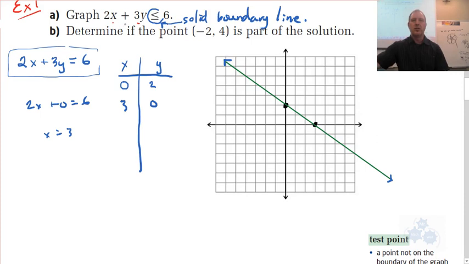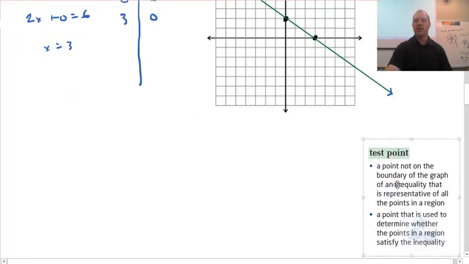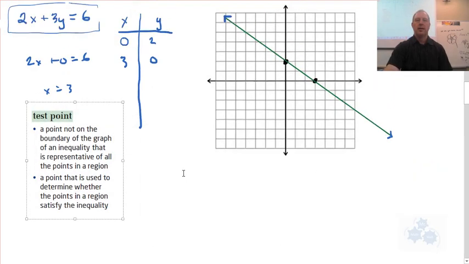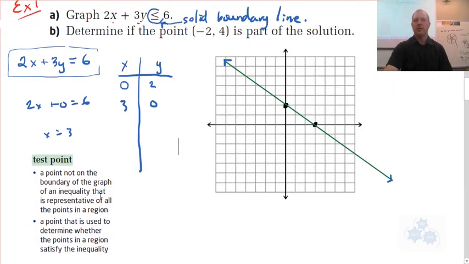Okay, so now I need to find out if the solution region is above the line, like over here, or if it's below the line, down here. And what you could do is a test point. Now, I have the little definition of a test point down here. I'll bring it up. And this is probably going to be the easiest way to go about this. Pick a point that's on one side of the line or the other, and use those coordinates to see if they make the inequality true. And then that will tell you whether that point is one of the ones in the solution region or not.